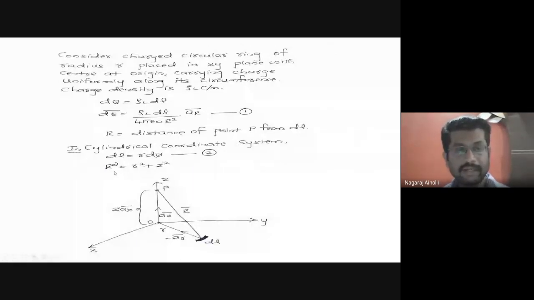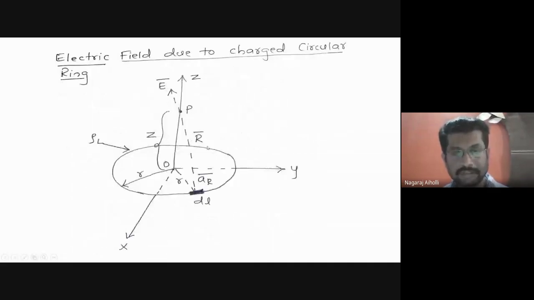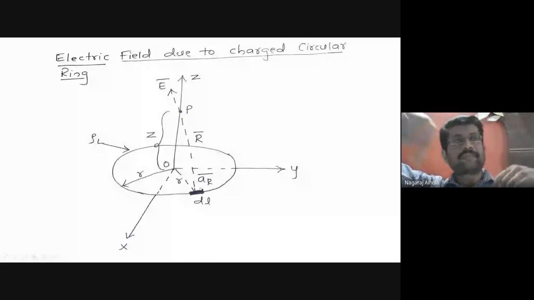Then what will be our capital R, or capital R square? This distance from P to dl: from O to P is z, and from O to dl is small r. It is a perpendicular, a right angle triangle, so we apply the Pythagoras theorem. R square will be equal to z square plus r square. Just assume that it is a circular ring, parallel to your xy plane.